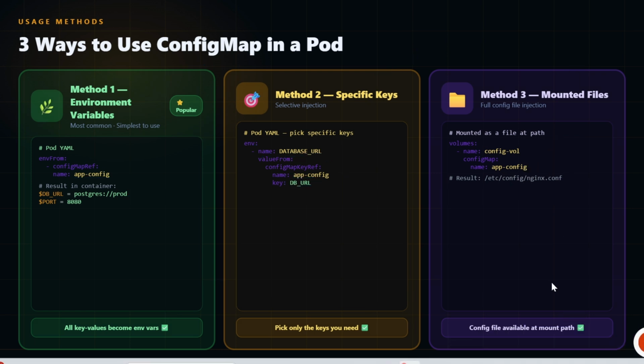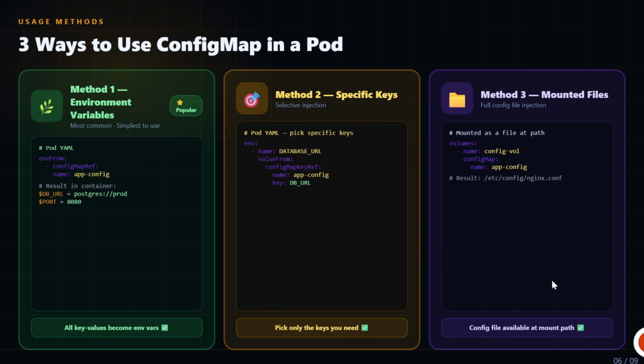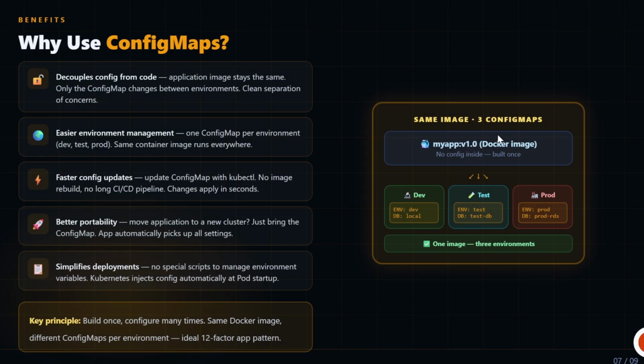Okay, so it is used, let's say, if you wanted to mount an entire file. In that case, we can opt for this, and that entire config file is now available in your container at that particular path. Okay, /etc/config/nginx.conf, that is the example. Now let us see why to use config maps.